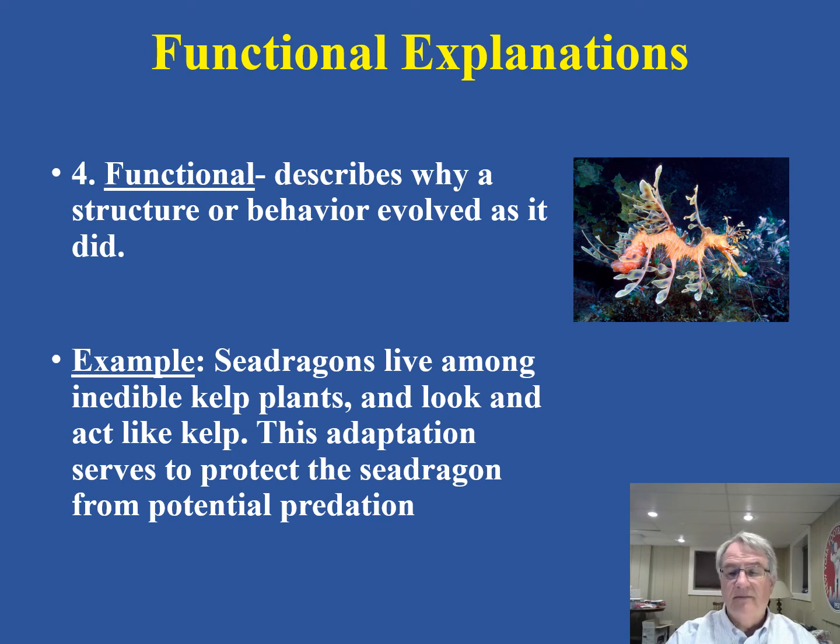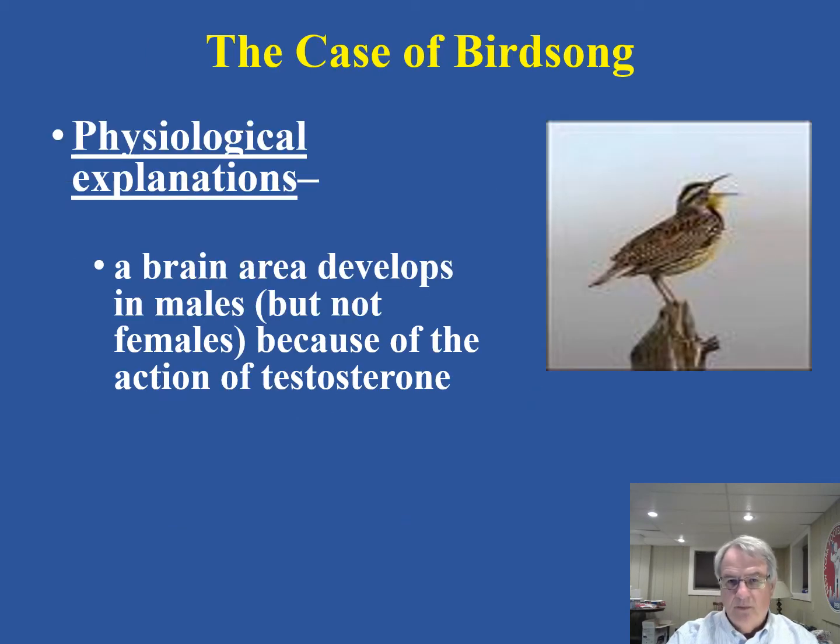What you see there in that picture is a sea dragon, and sea dragons live typically amongst other plants in the ocean, kelp plants, and very often they look almost identical to that of plants. And the reason for that adaptation is a very clear one. It's serving to protect the sea dragon from predation. So again, this is another very important level of explanation, this functional level of explanation. So let's pursue this a little bit more by giving another concrete example.